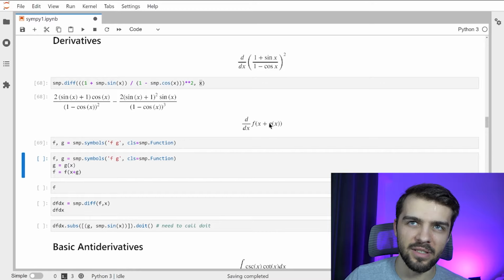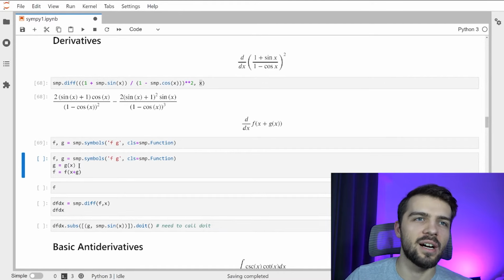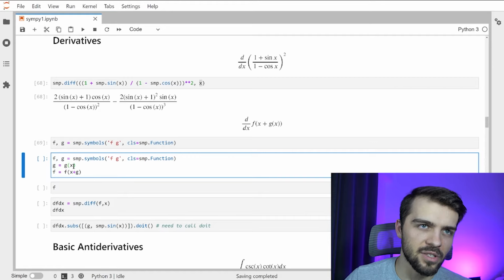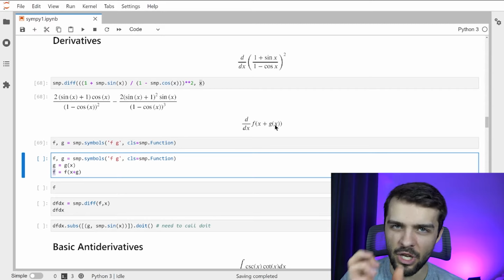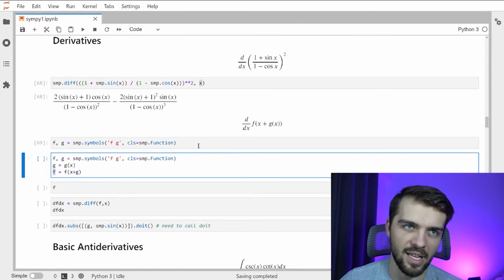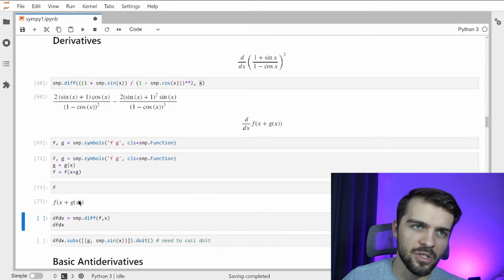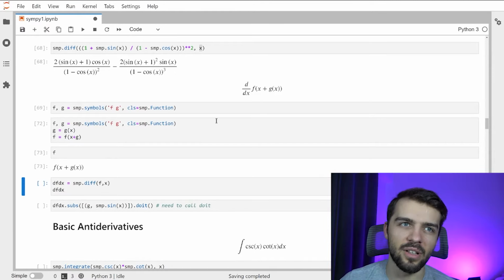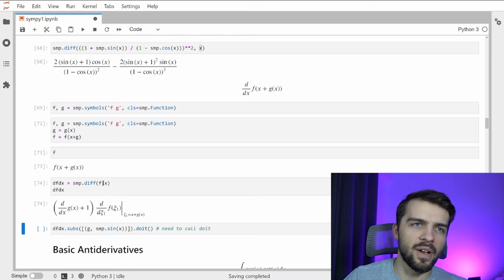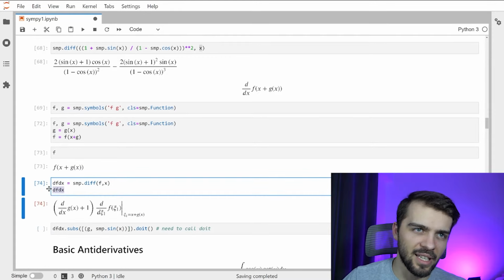And I know that they're functions of x. Both are functions of x. So I say g is equal to g of x. So g is a function of x. f is a function of x plus g. That's the argument that goes into f in this case. So f is equal to f of x plus g. And I can look at f, and it's sort of the same expression that you see up above here. So g is g of x, f is f of x plus g. So those are the arguments that go into these functions. And I can actually differentiate this. So I say, well, I'm going to call d/dx on this function. So I sp.diff f of x, I set that equal to a variable called dfdx, and then I look at dfdx, and I get the derivative.